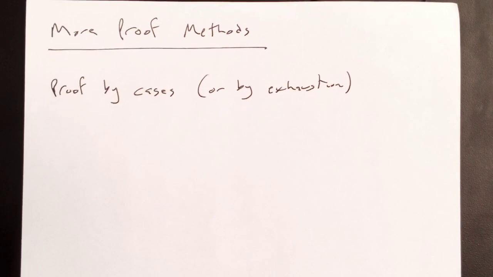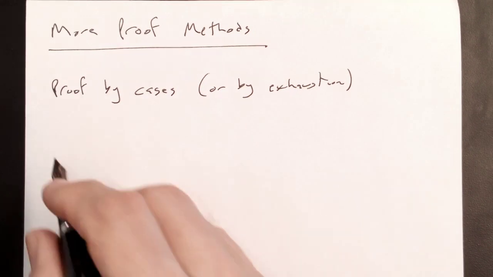There's something called a proof by cases or a proof by exhaustion. Proof by exhaustion is a variant of proof by cases where you make sure you've gone through all the possible cases. And if there are only a small number of cases, you could do them each individually. So for example, here's a claim.